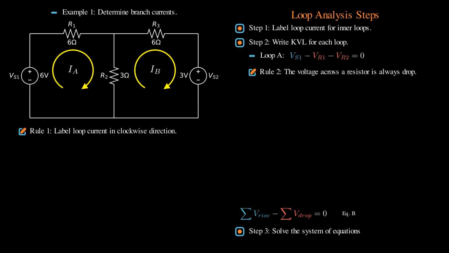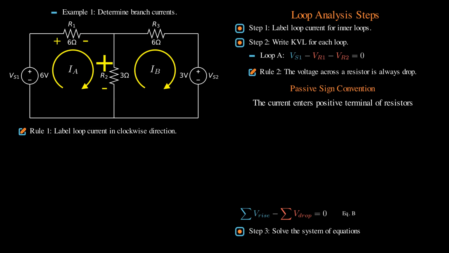But why? This is because the passive sign convention indicates that the current enters the positive terminal of resistors. Now let's use the passive sign convention to explicitly label the voltage polarities across R1 and R2. For R1, the current enters the left, so the left terminal should be labeled as positive, and the right terminal is negative. Similarly, for R2, we need to label positive polarity at the top and negative polarity at the bottom.